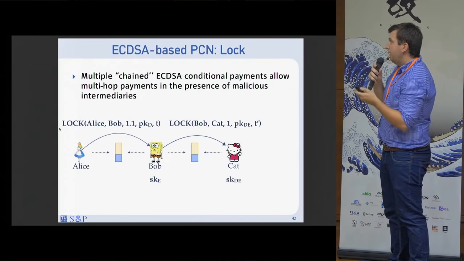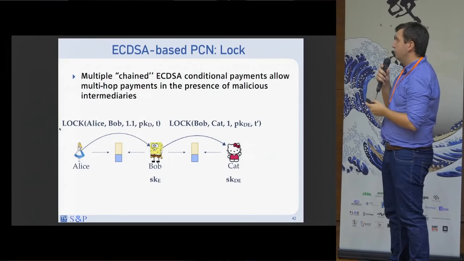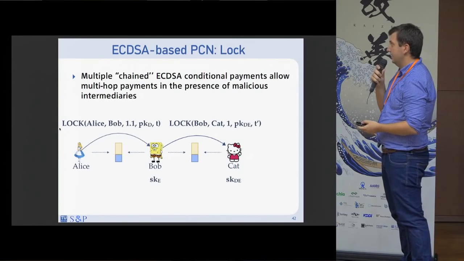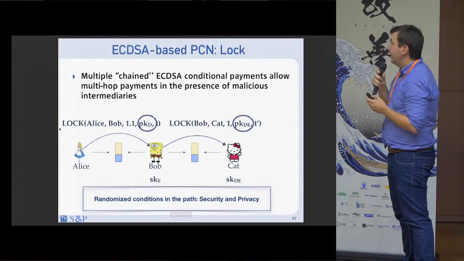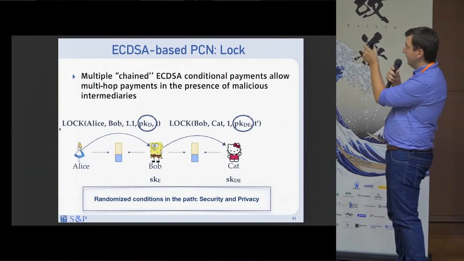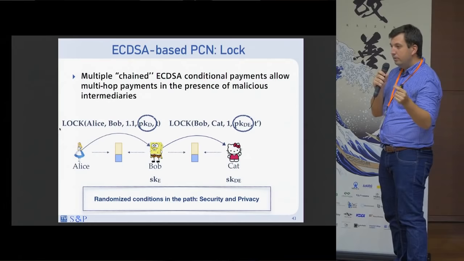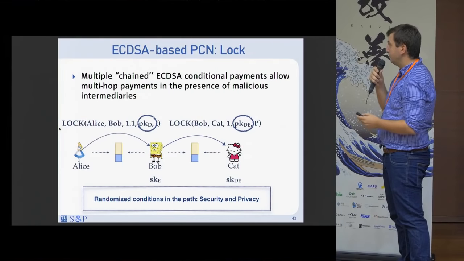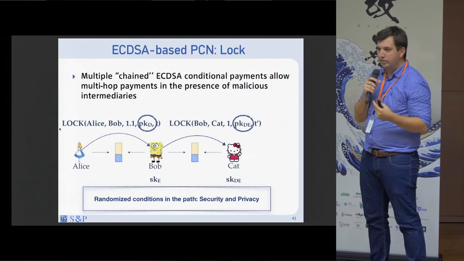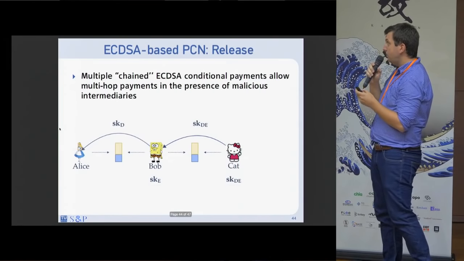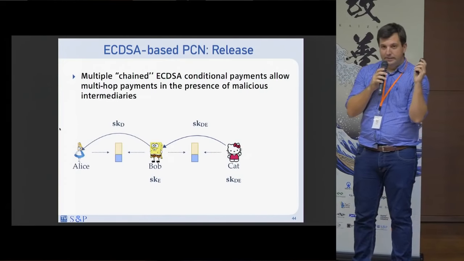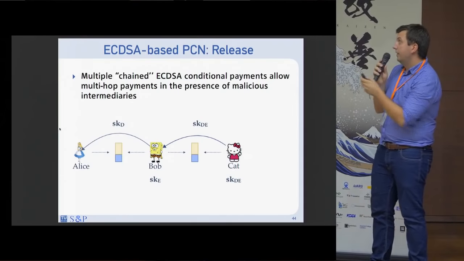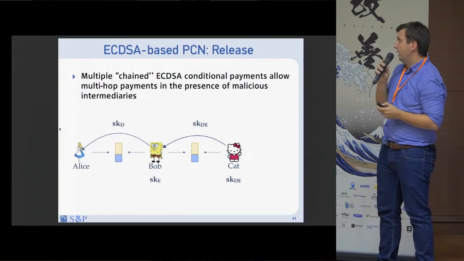So once they have this information set up, they can just set up the locks from Alice to Bob. It's the same way that we do with the payment channel network, only that now we use our construction based on ECDSA. And again, the nice point here is that these conditions, this public key D and public key E, are totally randomized. They cannot be linked together anymore. They are different, and they cannot be linked between each other. And this is the intuition why this construction gets the security and privacy guarantees that we wanted. And as I said, once Cat reveals the secret key for D plus E, he can get the secret E from Bob, and then forward the secret D to Alice itself.